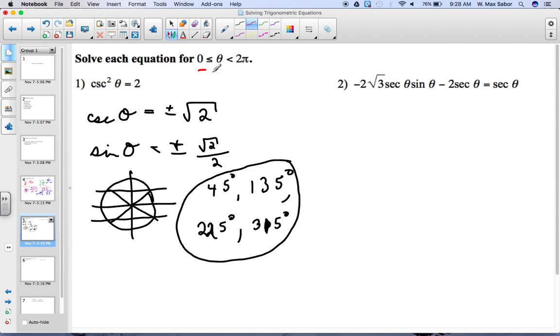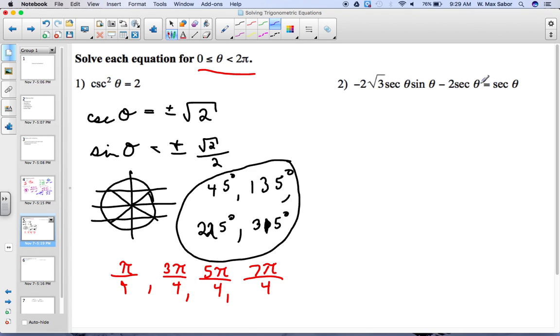Now, our answer was supposed to be between 0 and 2 pi, so we should probably write those as pi over 4, 3 pi over 4, 5 pi over 4, and 7 pi over 4. And you should be able to figure out that all of these are solutions.